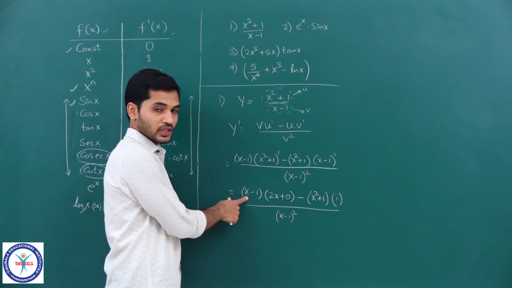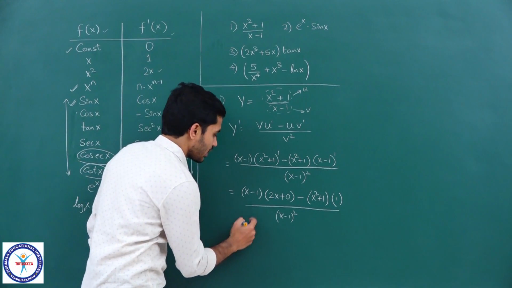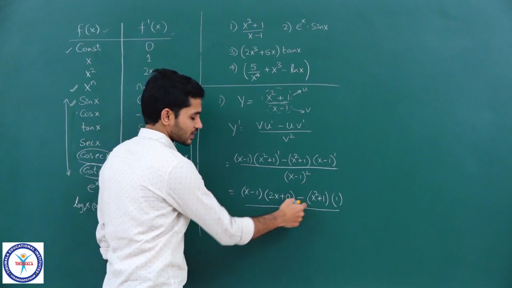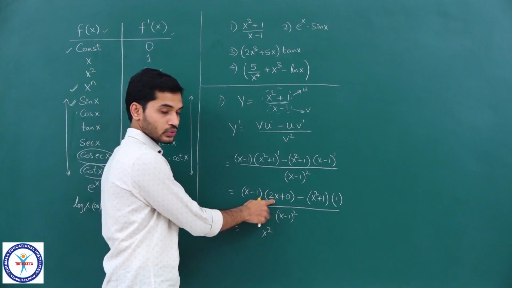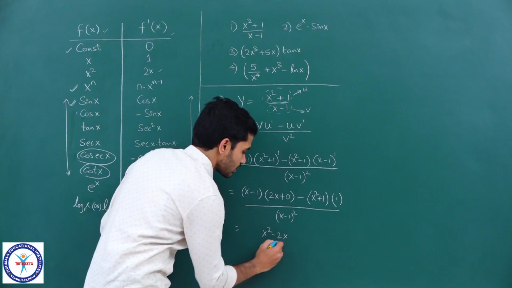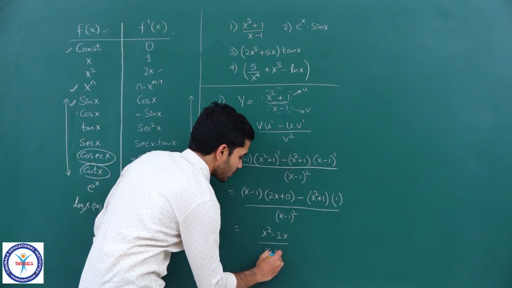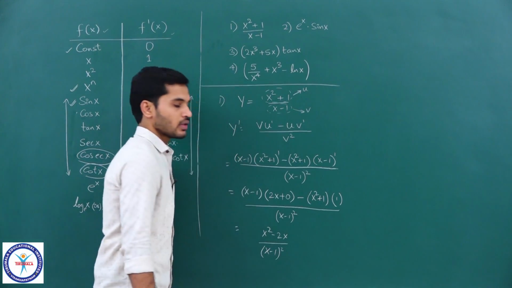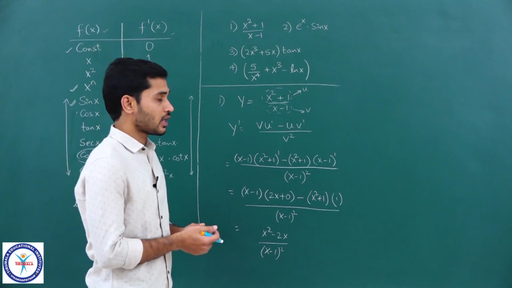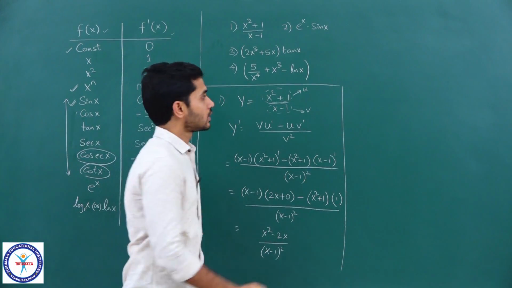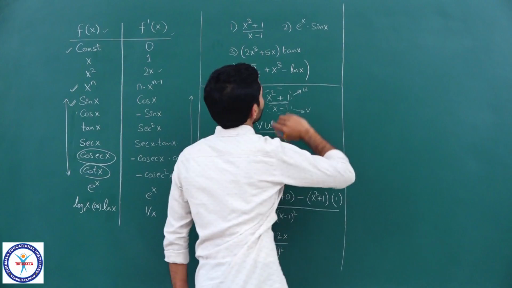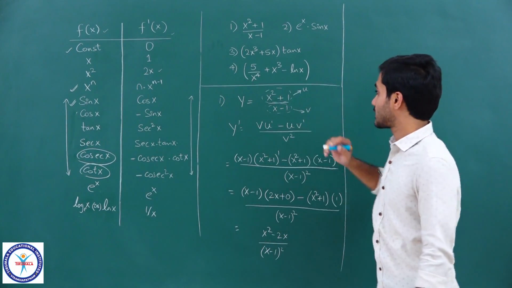2x into x is 2x square. So, I would be getting, here we have 2x square and minus x square. So, x square, and minus 1 into 2x is minus 2x divided by x minus 1 whole square. So, that is it, students. So, that is how we will be using u by v rule. I hope you remember that. Now, similarly, let us quickly do for the other 3 cases as well.